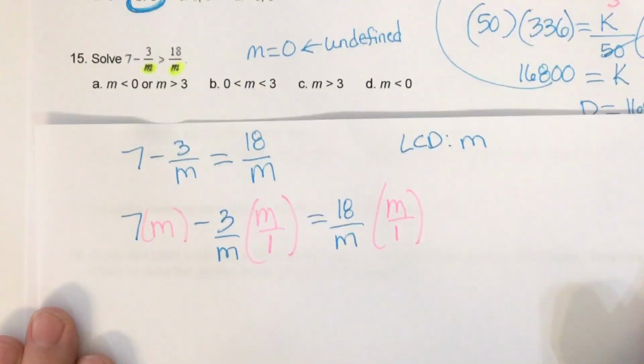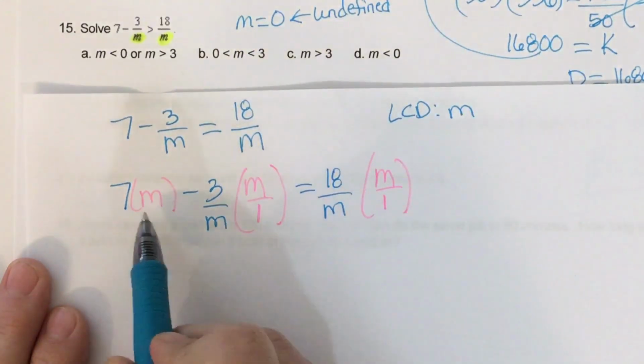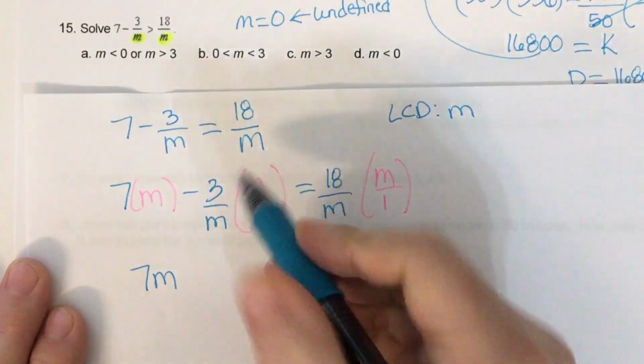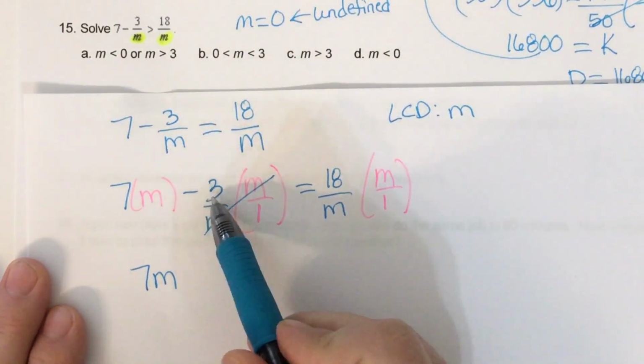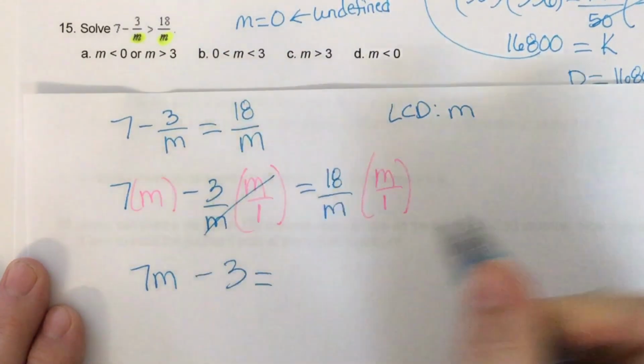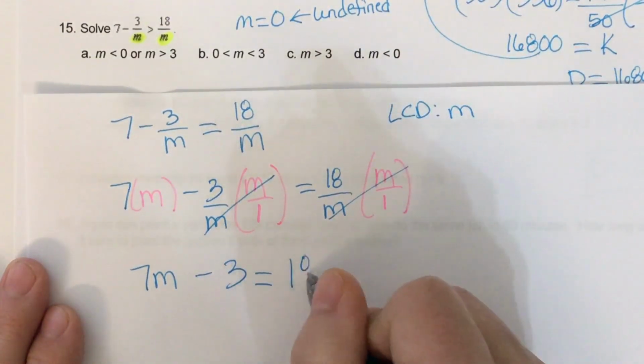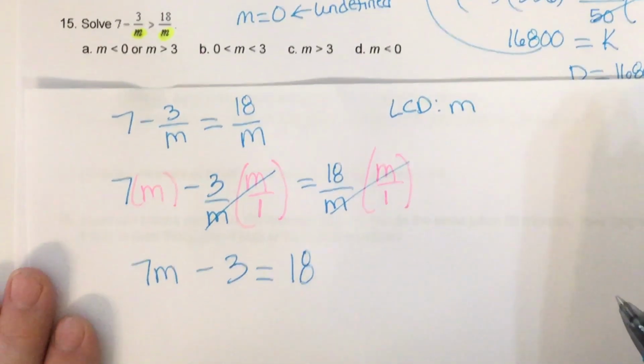Okay, at this point, 7 times m is 7m. My m's on the diagonal cancel. All I'm left with is minus 3. And over here, the m's on the diagonal can cancel, and I'm just left with 18. Okay, so I'm going to solve this equation.